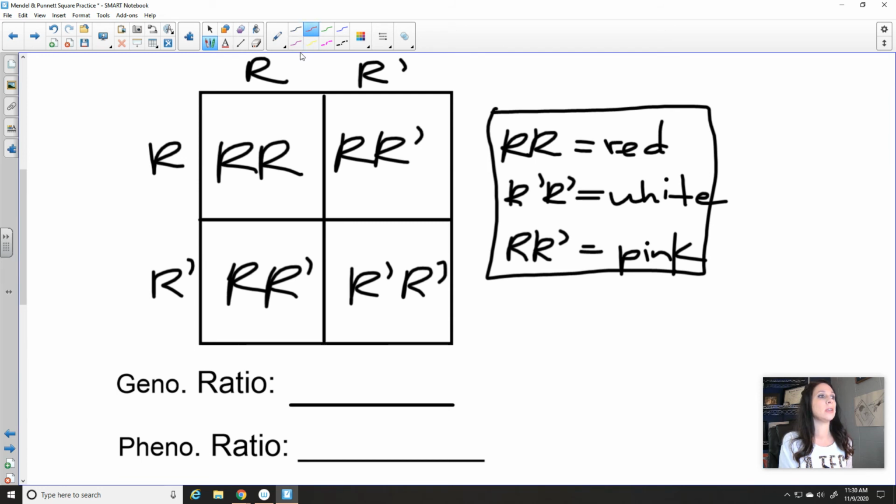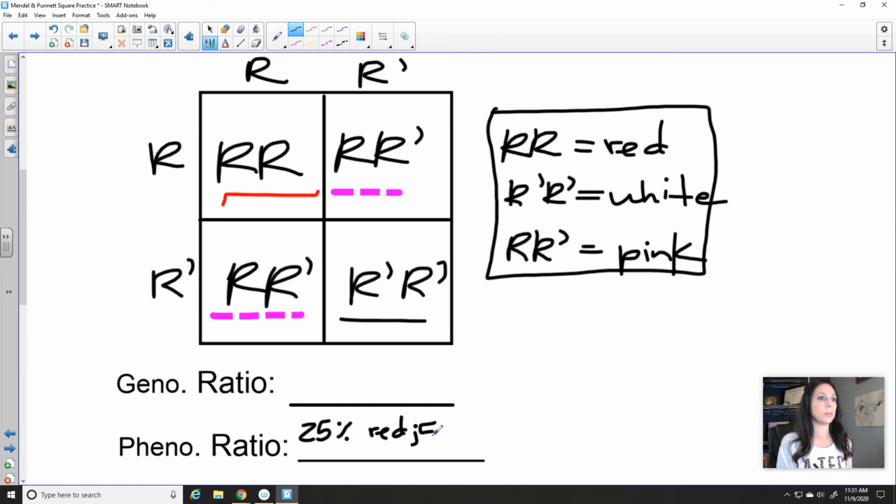Okay, let's try the phenotypic ratio. Remember, the phenotype refers to the physical description, so that's red, white, pink. So this one is going to be red. This is going to be pink. This will be pink. And finally, I'll just use black for this one. This one is going to be white. So for the phenotypic ratio, it would be 25% red, 50% pink, and 25% white.